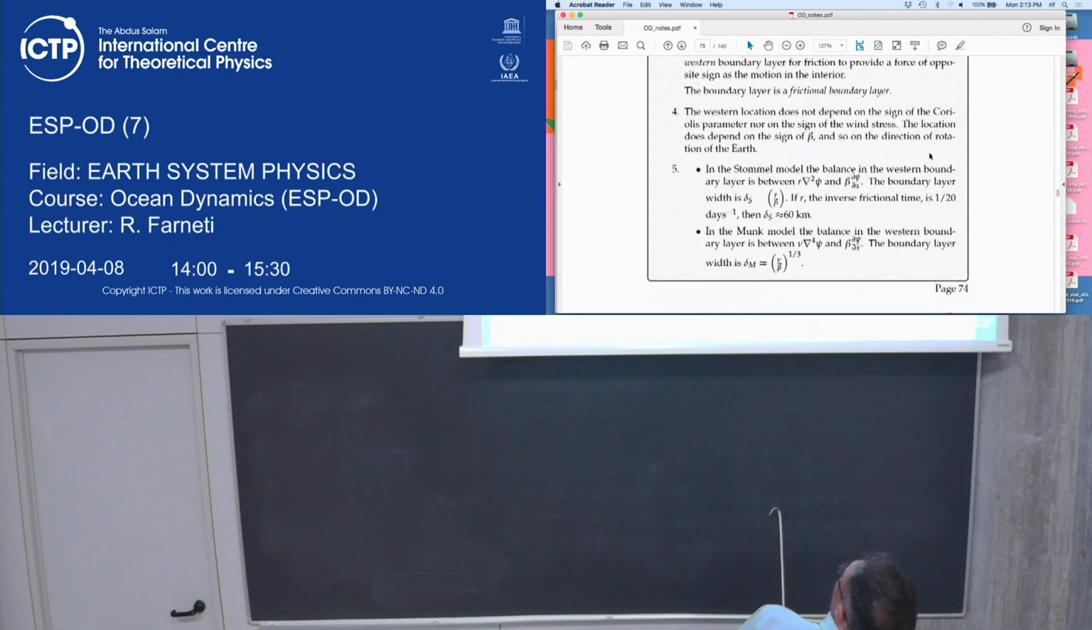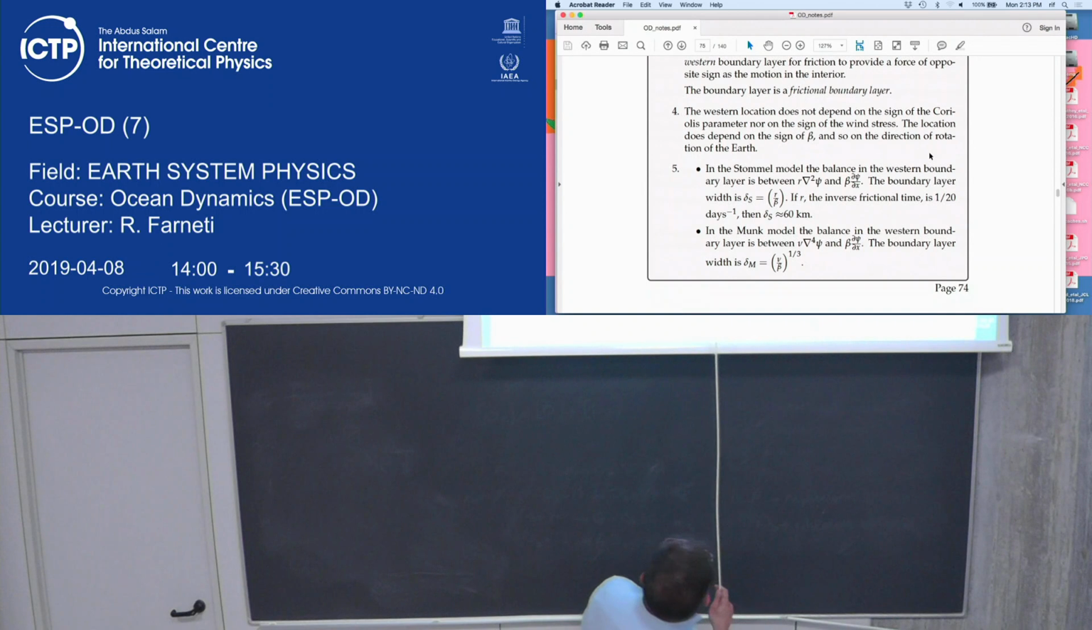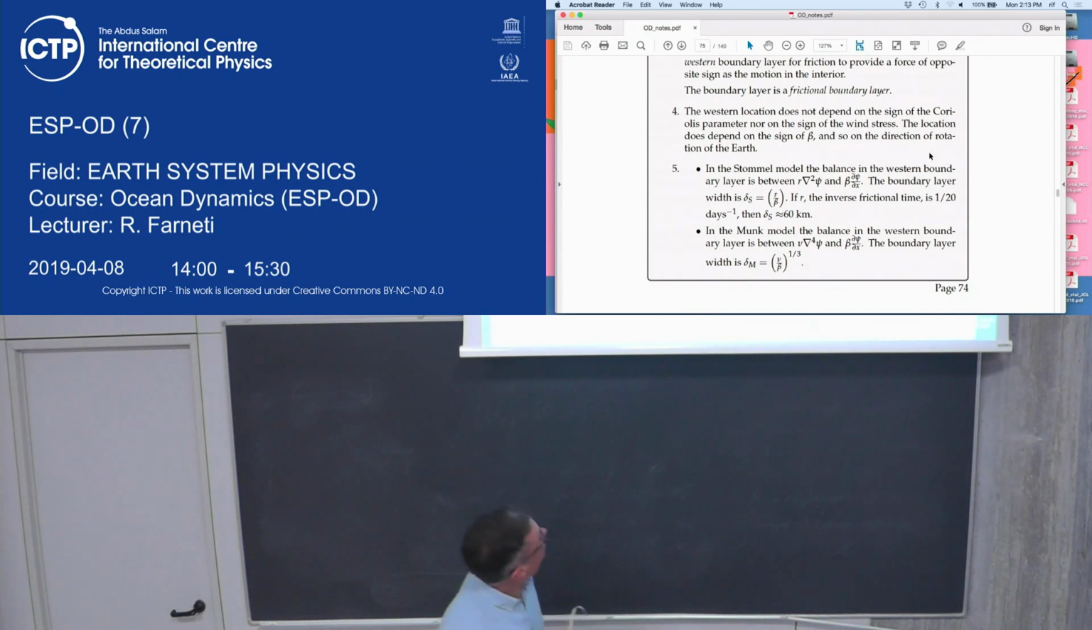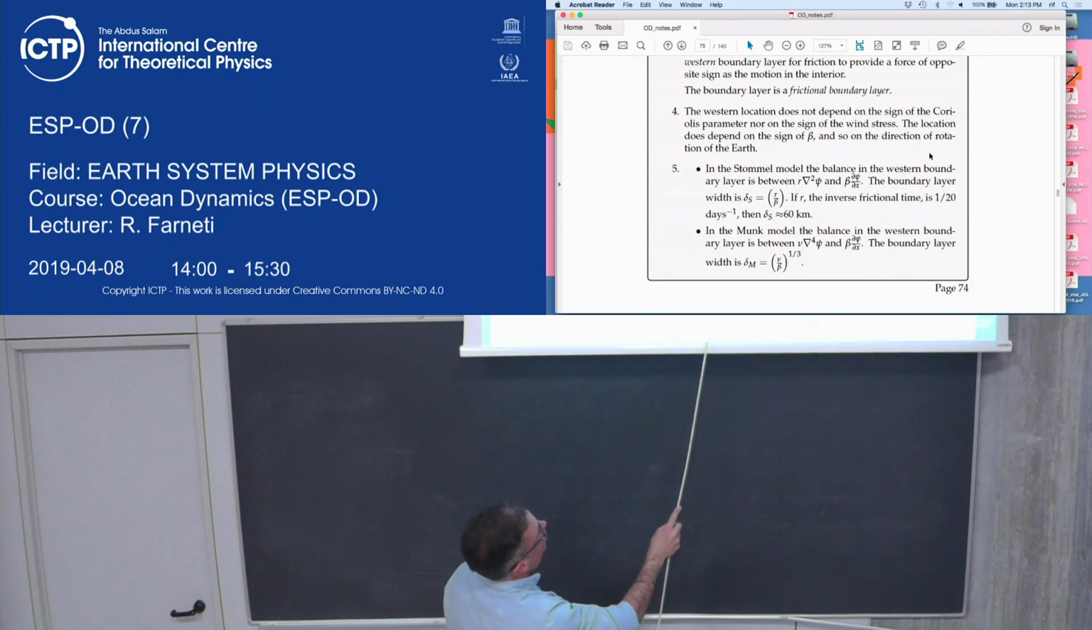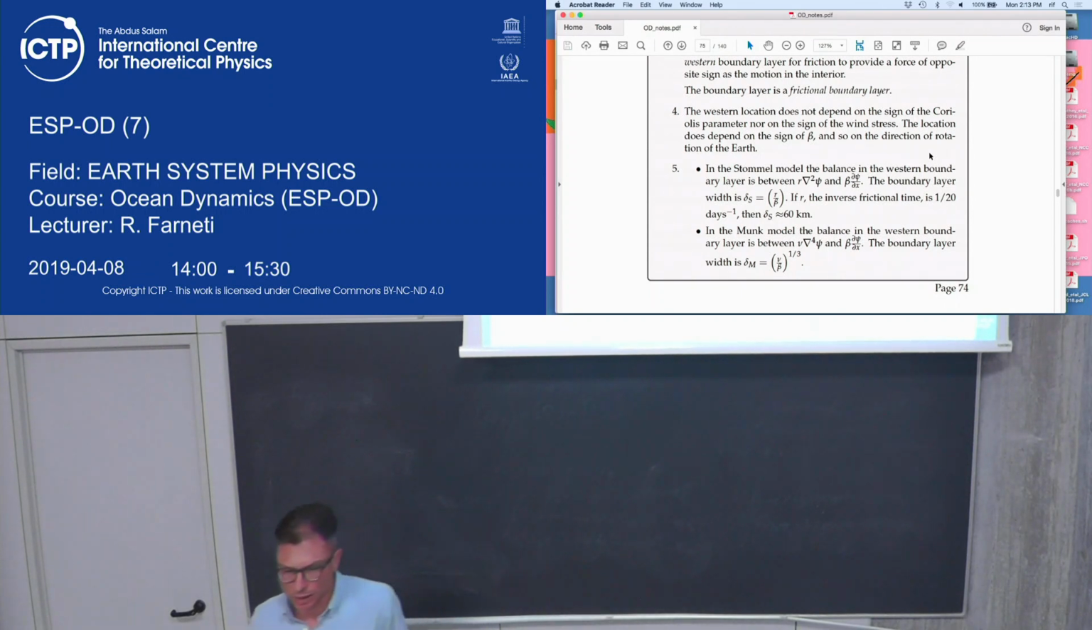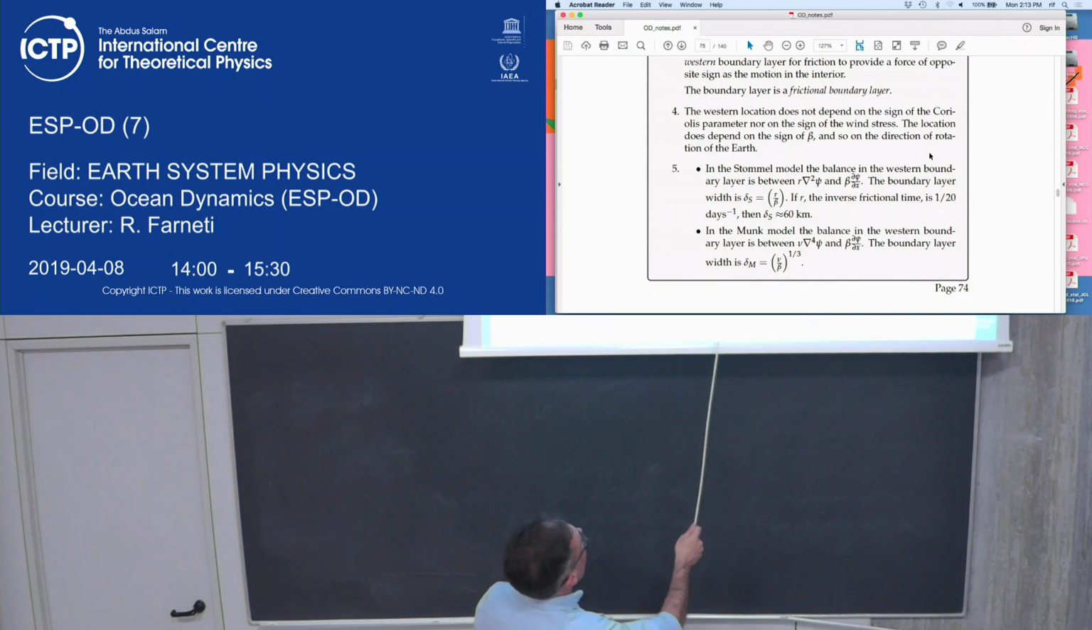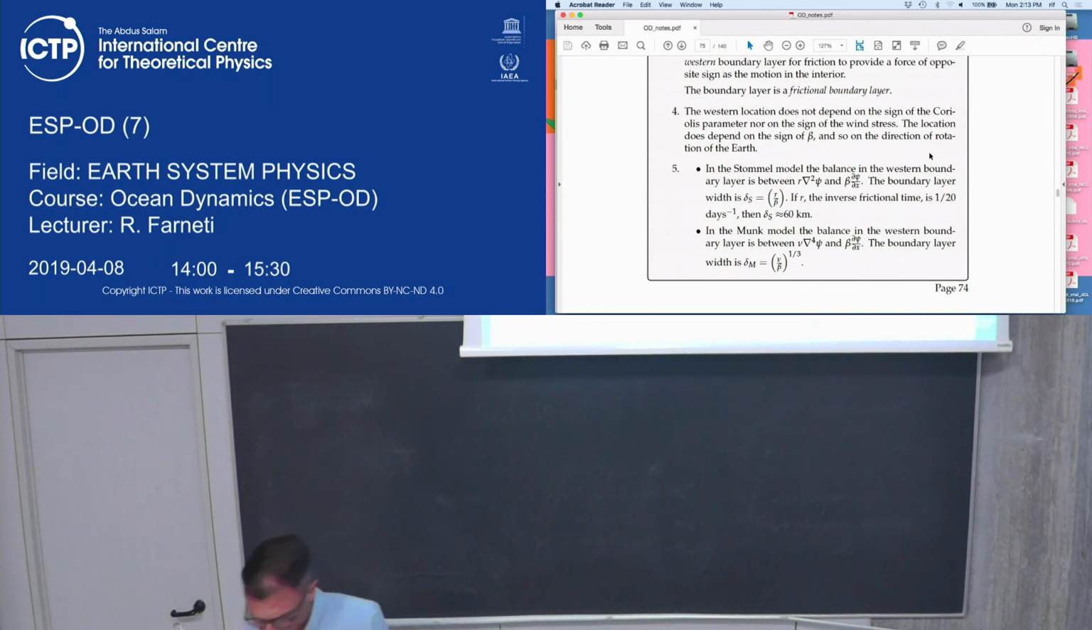The two thicknesses are slightly different because one assumes a linear bottom drag, whereas the other one assumes a harmonic viscosity, lateral viscosity. But roughly, for kind of realistic values, you get a boundary correction of something like 60 or 100 kilometers, which is more or less what the Gulf Stream width is.